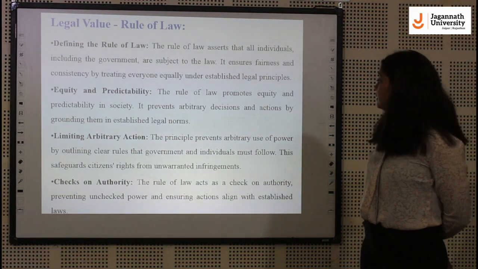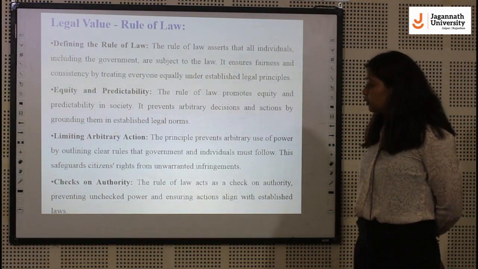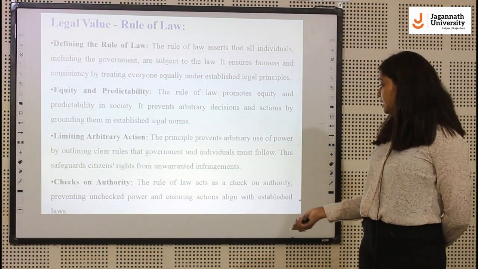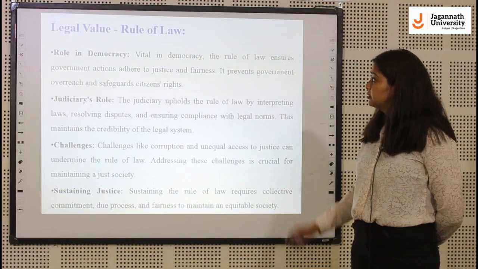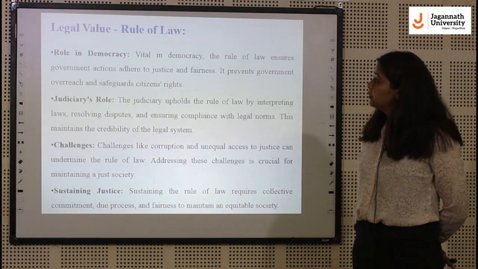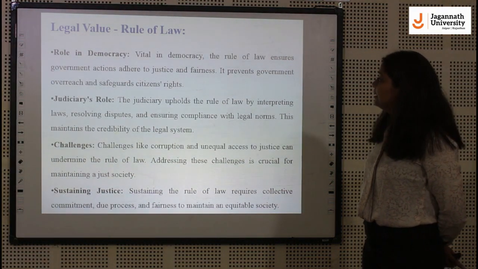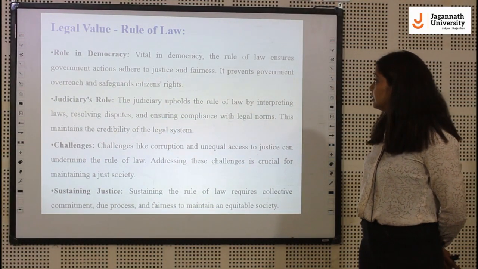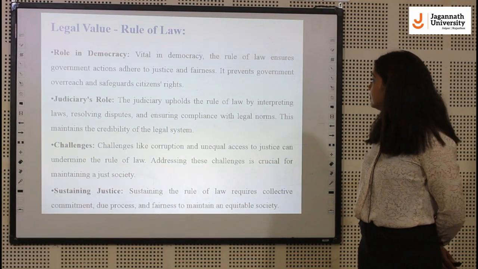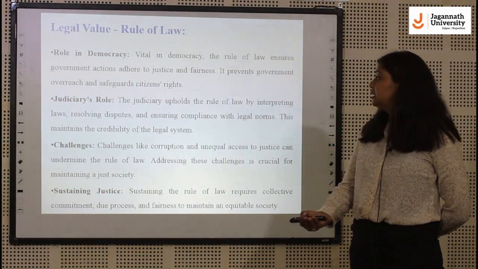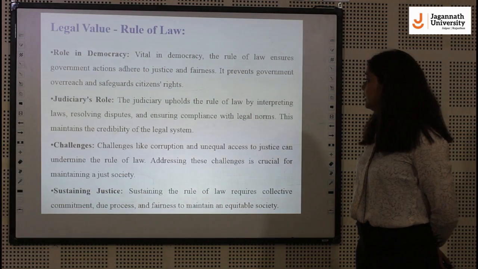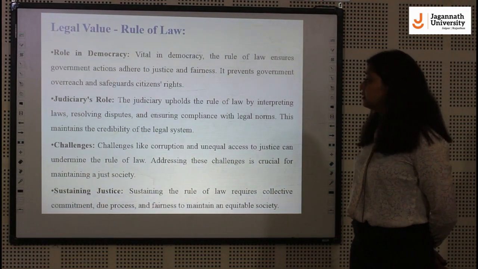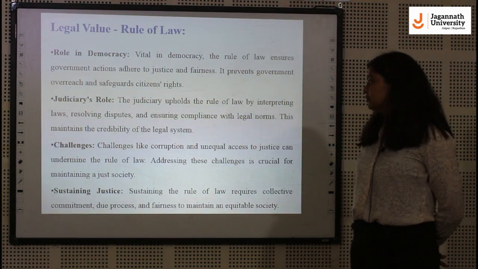Checks on authority. Rule of law acts as a check on authority, of course, which prevents unchecked power, ensuring actions align with established laws. Rule of law's role in democracy: it adheres to justice and fairness and safeguards citizens' rights. Judiciary's role: it helps in interpreting the laws, resolving disputes, and ensuring compliance with legal norms. And this maintains the credibility of the legal system.